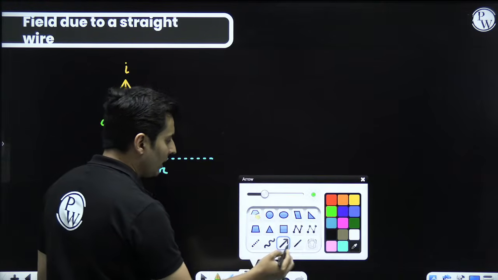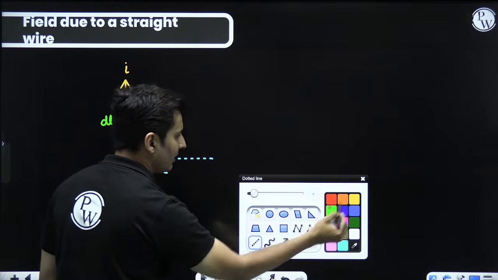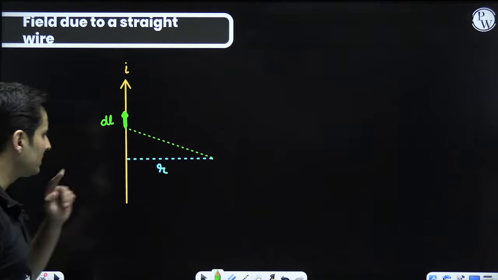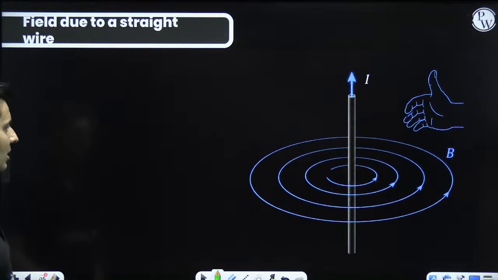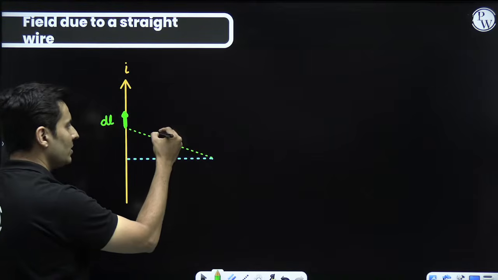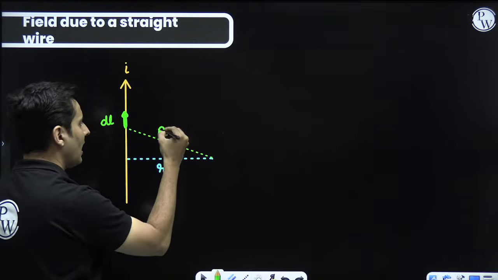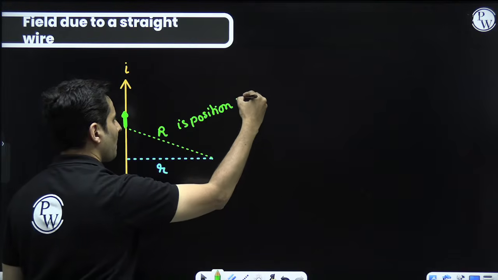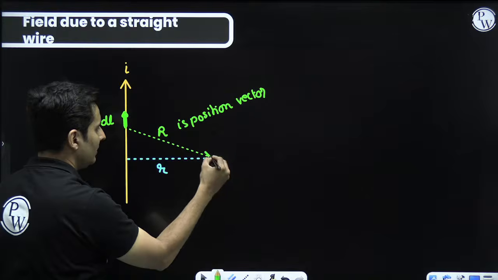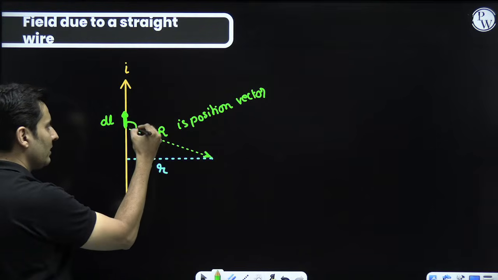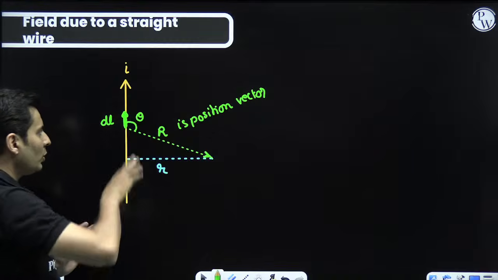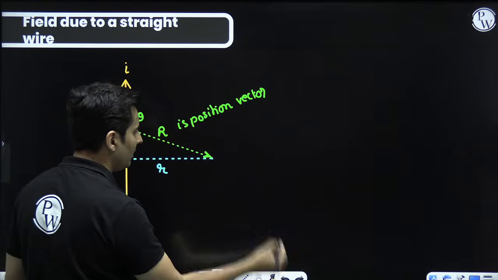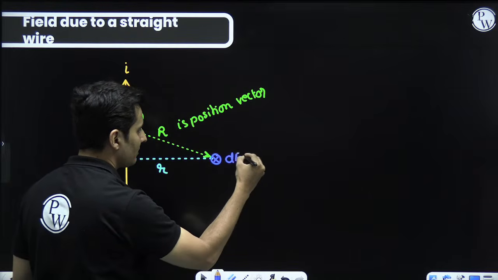Now, what I will do next is I will draw the position vector. This is that position vector. So for position vector, actually we use this symbol R. Now we have already used that, so it's okay. We will use a different R over here. Here R is position vector, capital R, and it will be like this. This will be that angle theta, and at this point, if you do dl cross R, it will go inside. So the magnetic field at this particular point will be inside like this.